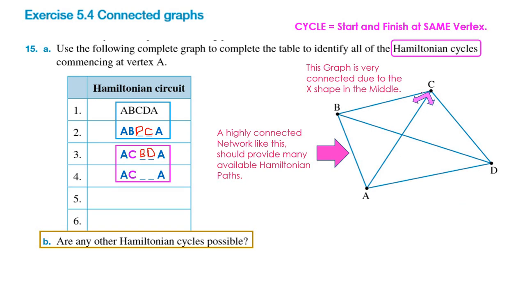Or we can go A to C and we can turn right. Okay, last time we turned left, this time we go A to C and we turn right. So we can go A to C, then to D, then up to B, and then down to A. So this one we go D, B, A. So this one's the other way around. And the only reason we can do all these is because that is a really highly connected network with that crisscross X in the middle of it.